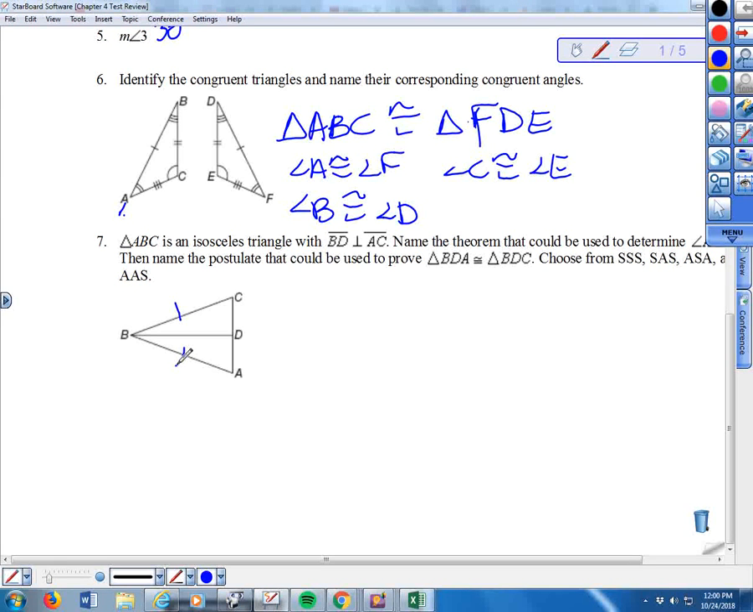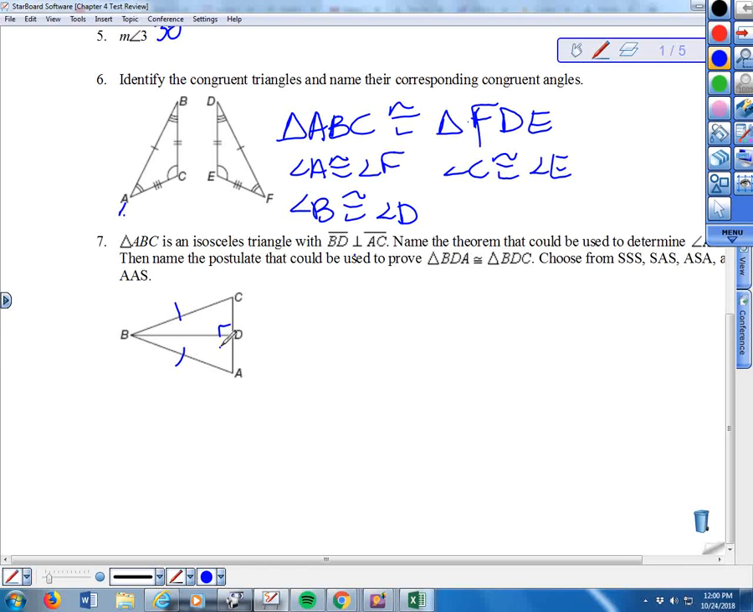BD is perpendicular to AC. That's what this symbol means, that BD is perpendicular. And I really don't have to draw it twice. If I do it once, don't you know this other angle is also 90? Because they're a linear pair.